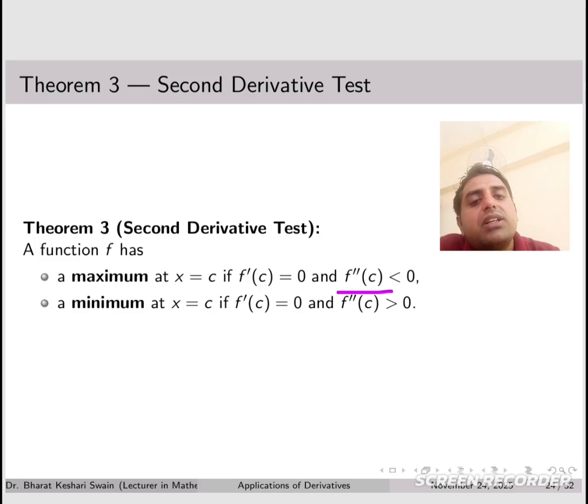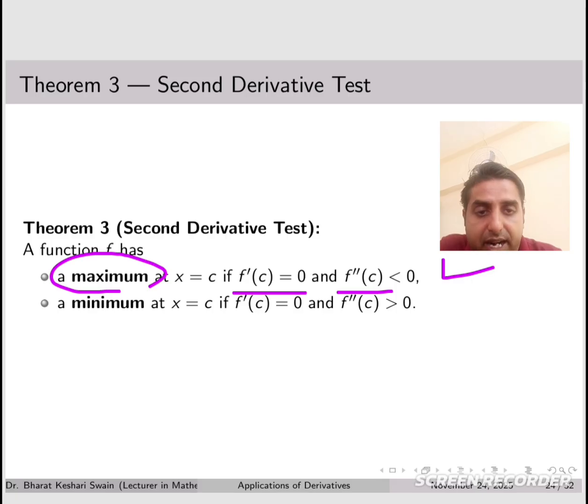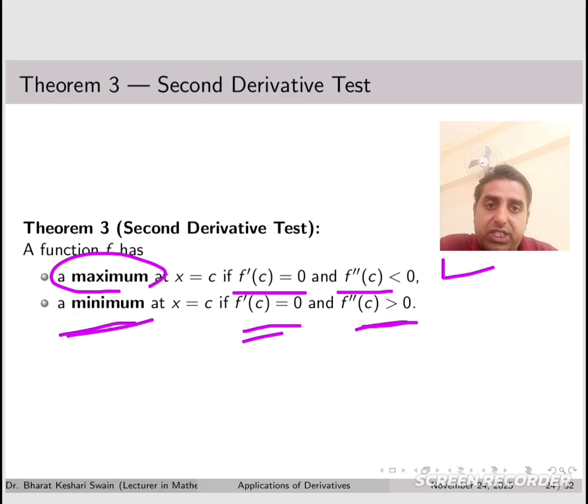So first, if f dash c equal to 0 and f double dash c less than 0 at that point, then this will be maximum. And if f dash c equal to 0 and f double dash c is greater than 0, then it will be minimum. This is the formula we have to remember.